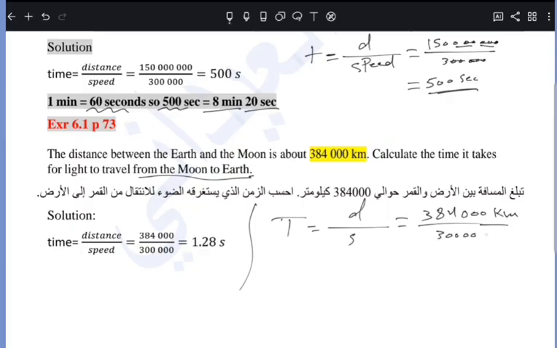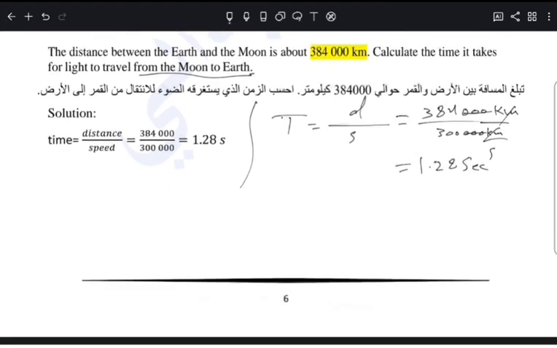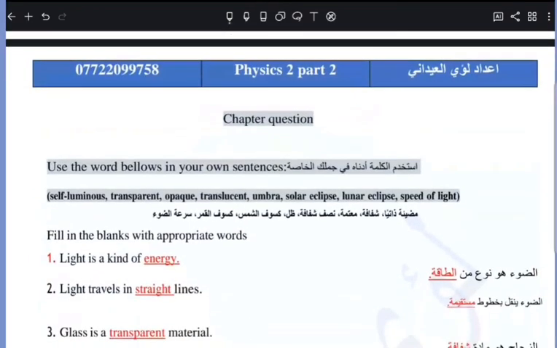300,000 kilometers per second. Now delete kilometer with kilometer, and this is how we get kilometer per second. Then 3,000 deleted with 30, it is equal to 1.28 seconds. Now we have the chapter questions.